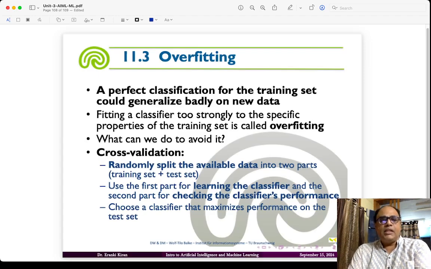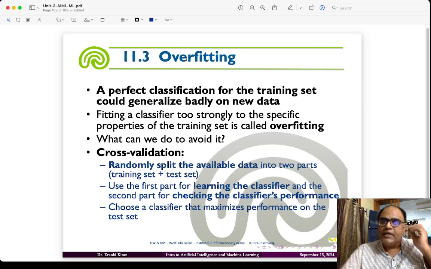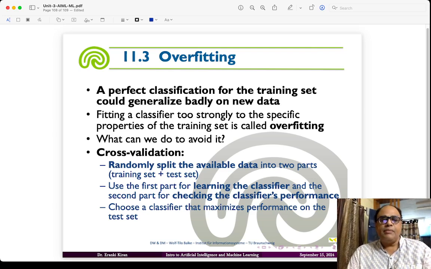In this case, cross validation is one good help to overcome the overfitting scenario in SVM. We randomly split the available data into two parts, training and test sets. Use the first part for learning the classifier and the second part for validating the classifier's performance. Choose a classifier that maximizes the performance on the test data.